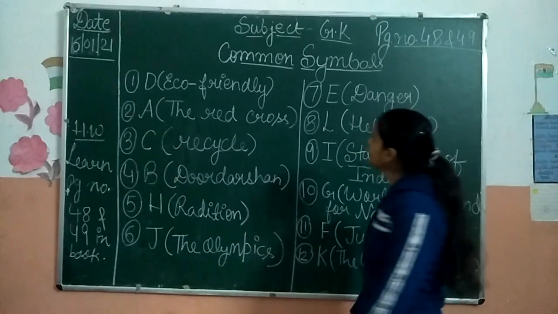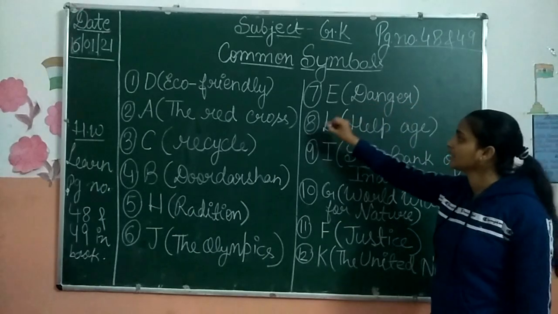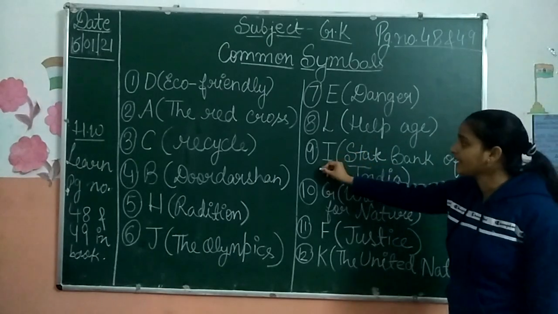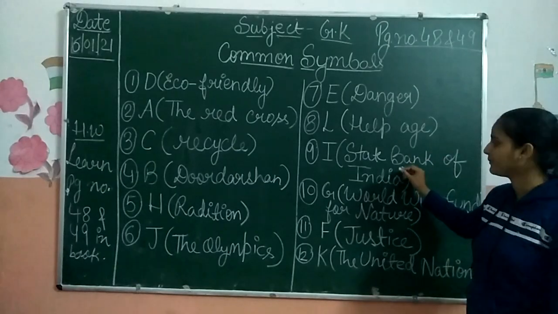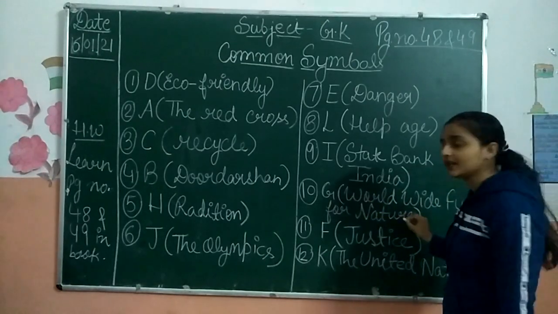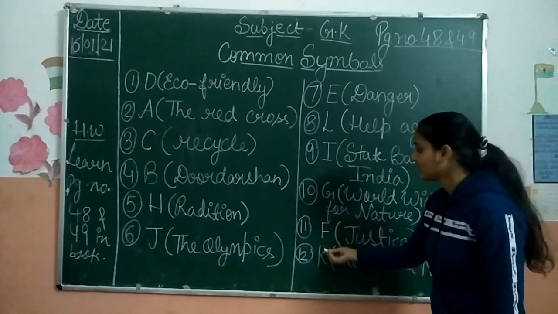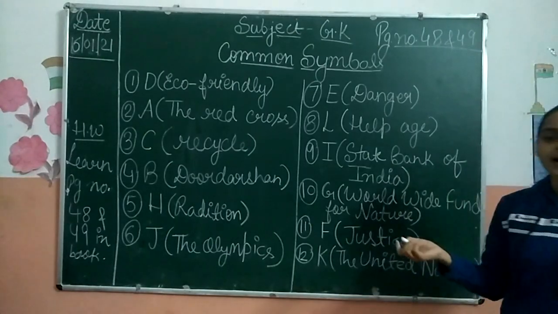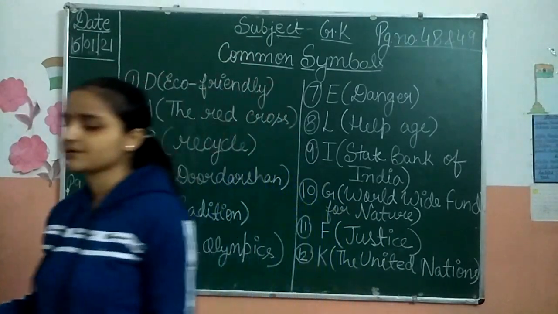Now look here this side. At 7th number, what do you have to write? E, danger. Okay. In 8th number, L, health age. In number 9, State Bank of India. 10th, G, Worldwide Fund for Nature. 11th, F, Justice. 12, K, the United Nations. Okay. Copy it down fast and remember no spelling mistake should be there. Okay. Copy it fast.